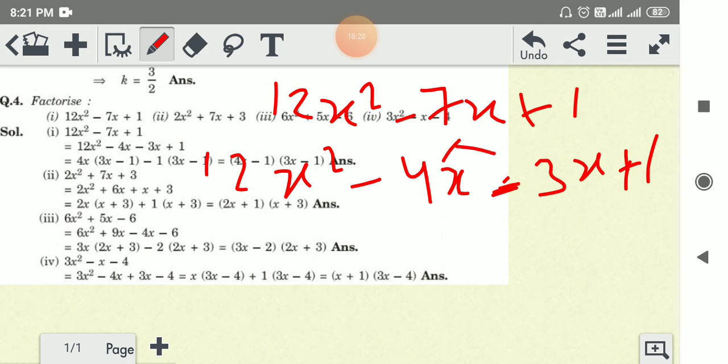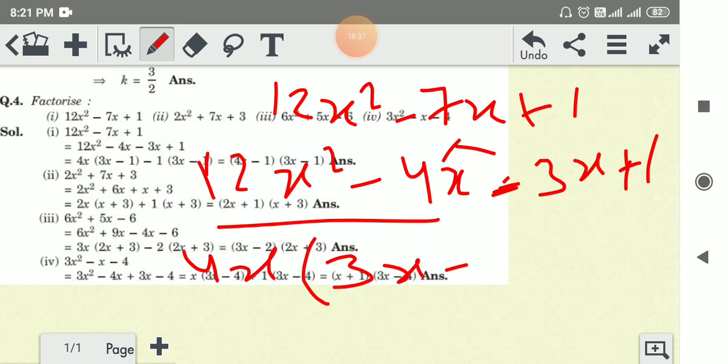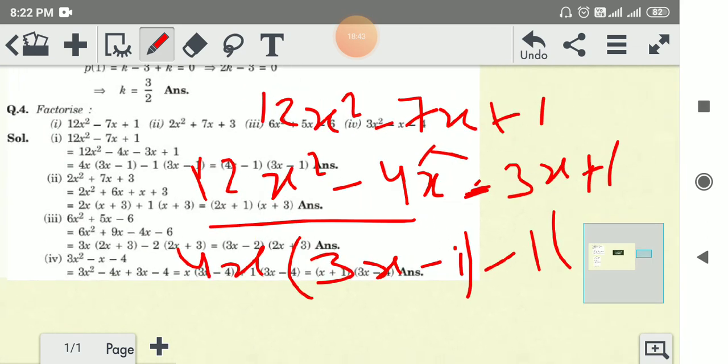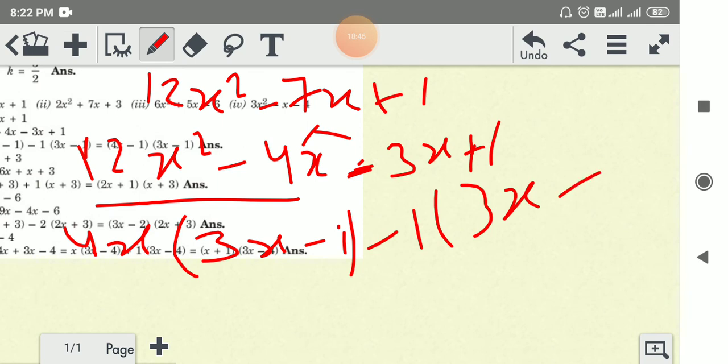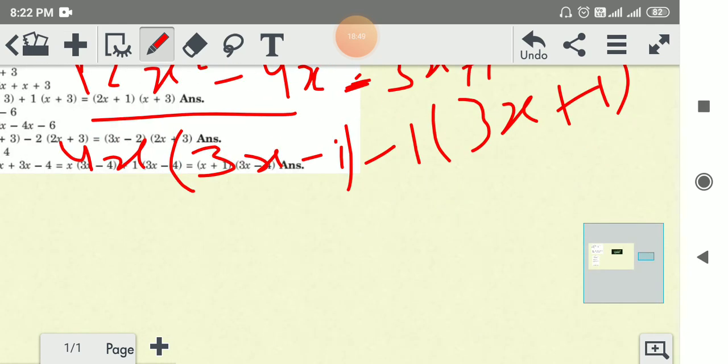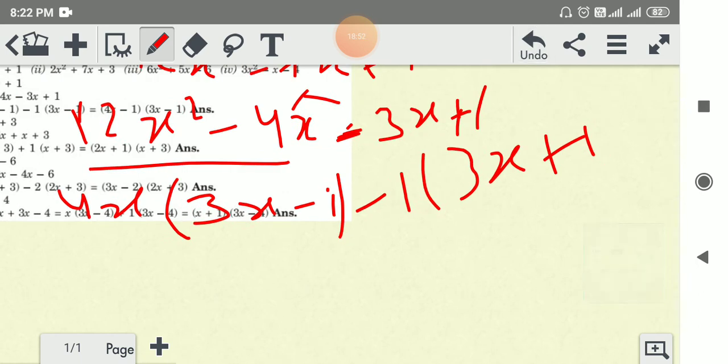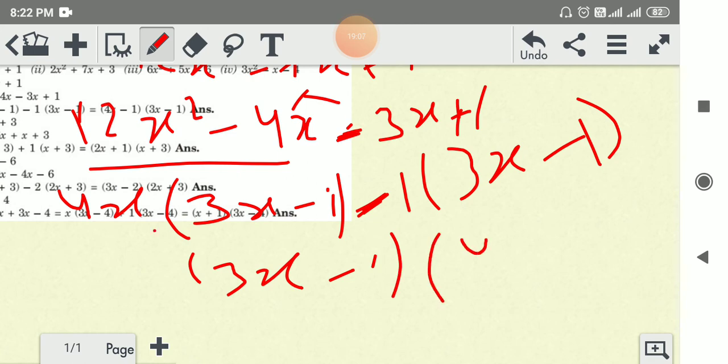we get 7. Okay, taking common here, so 4x is common, left 3x minus 1, and from here taking -1, so left 3x plus 1. 3x minus, because minus is common. When we take minus common, then the sign will be changed here, so this becomes 3x minus 1. 3x minus 1 taking common, and left 4x minus 1 in another bracket.